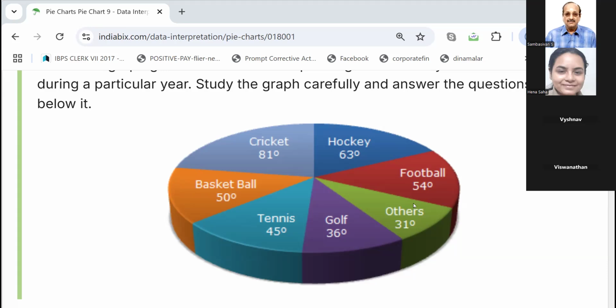For 4,500 into 45 by 360, you just put how much are you getting? You will not get fraction like this. Fraction mein nahi aayega. But I have given for some practice purposes. 4,500 into 45 divided by 360. How much are you getting?